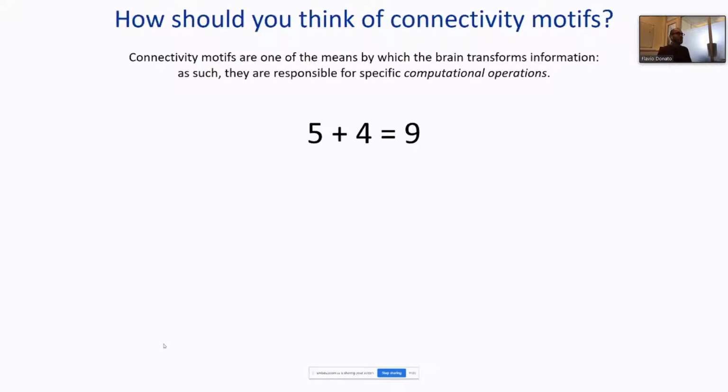So how should you think in a very intuitive way about connectivity motifs? As a simple operation, right? A connectivity motif can take some sort of inputs and transform these inputs into an output. It's like when you do a summation of two inputs, a division, or a subtraction, and so on. This is literally sometimes what connectivity motifs do: they are able to integrate inputs from different sources, to subtract, to increase the contrast, and so on and so forth.